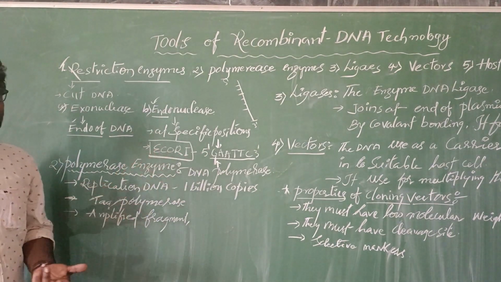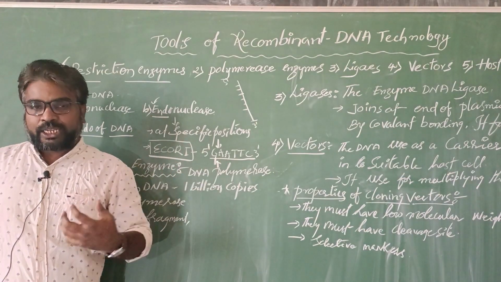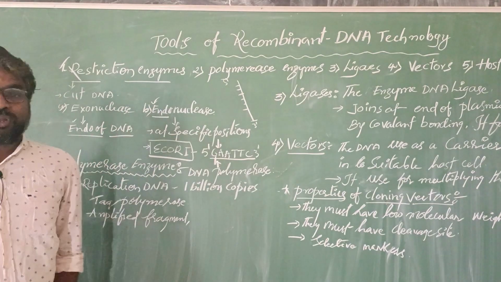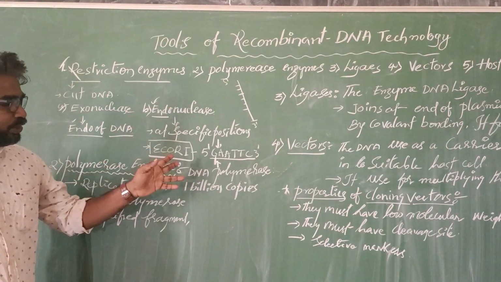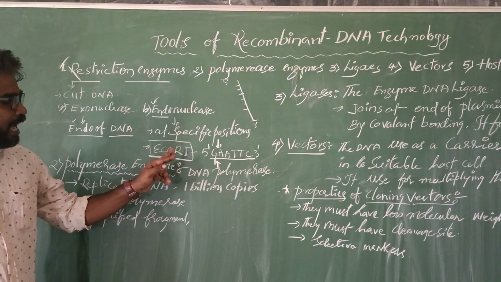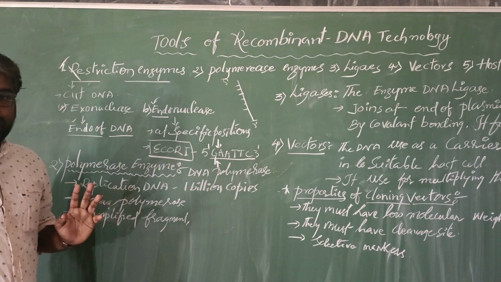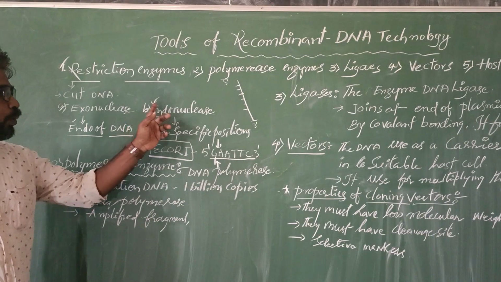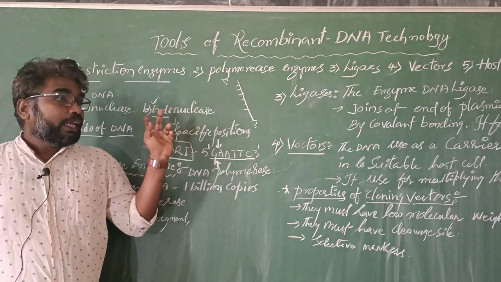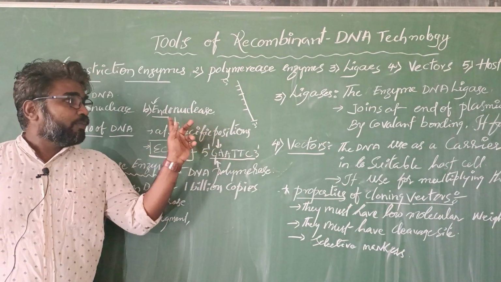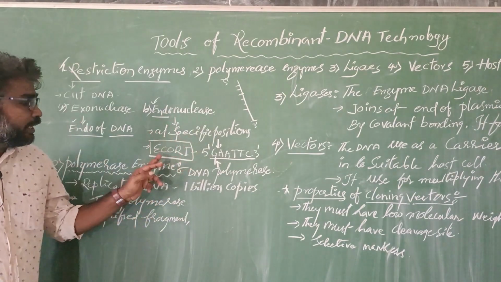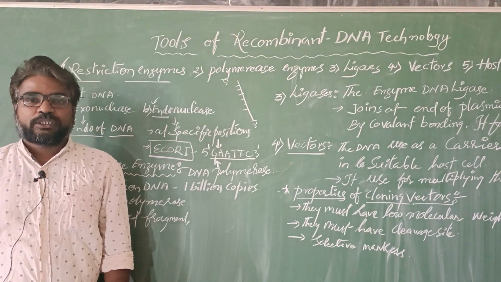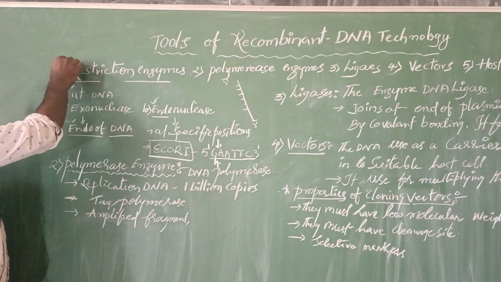Example for this endonuclease is EcoRI. EcoRI is extracted from Escherichia coli. It is a restriction enzyme, so we call it RI. That name is EcoRI. EcoRI is the example for endonuclease. This is regarding the first one, restriction nucleases.